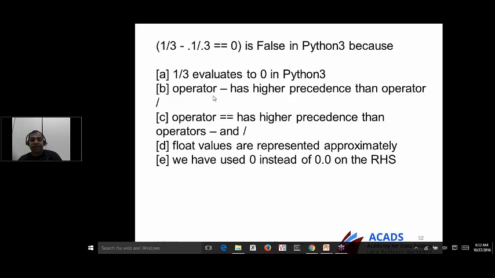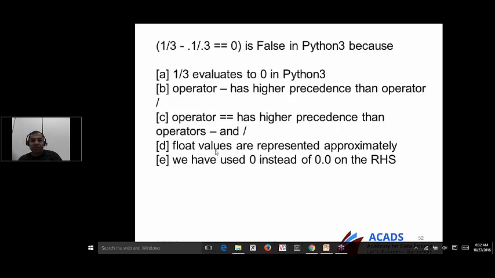Operator minus has higher precedence than operator division. But if that is so, in that case, the answer should be correct. It should be 0, 0 equal to 0 should come out to be true instead of false. And similarly, if operator double equal to has higher precedence, then our answer will be totally different. So these B and C are not the correct choice.